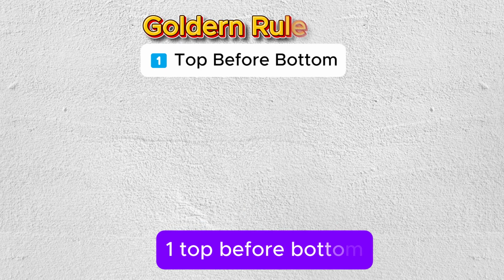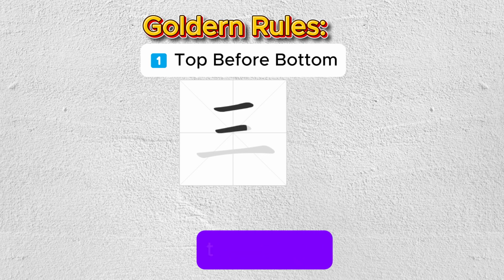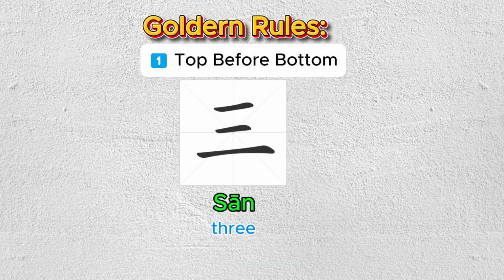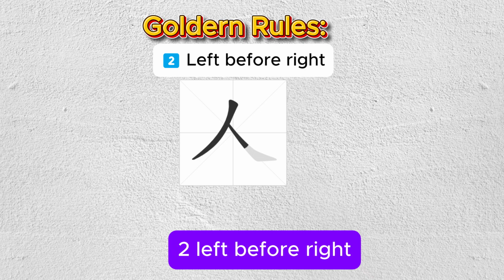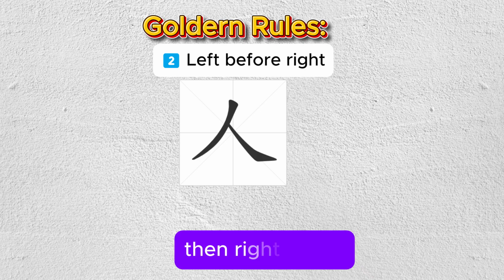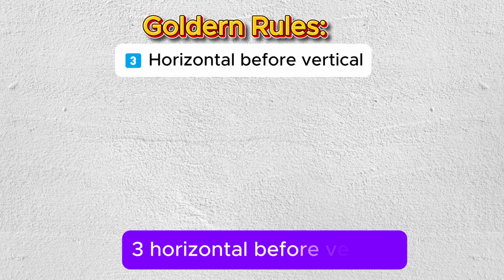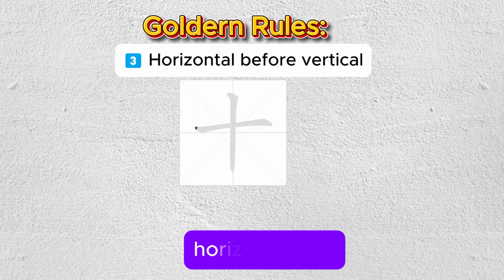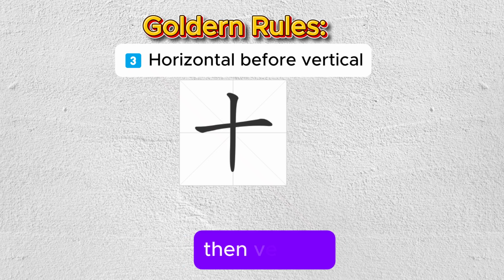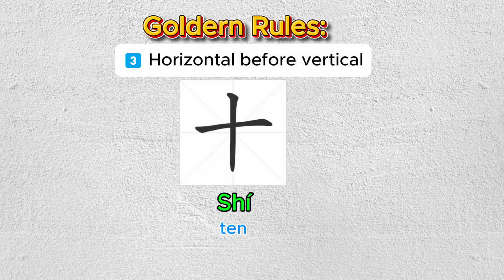1. Top before bottom. Top first, then middle, then bottom. 三. 2. Left before right. Left falling, then right falling. 人, People. 3. Horizontal before vertical. Horizontal first, then vertical. 十.